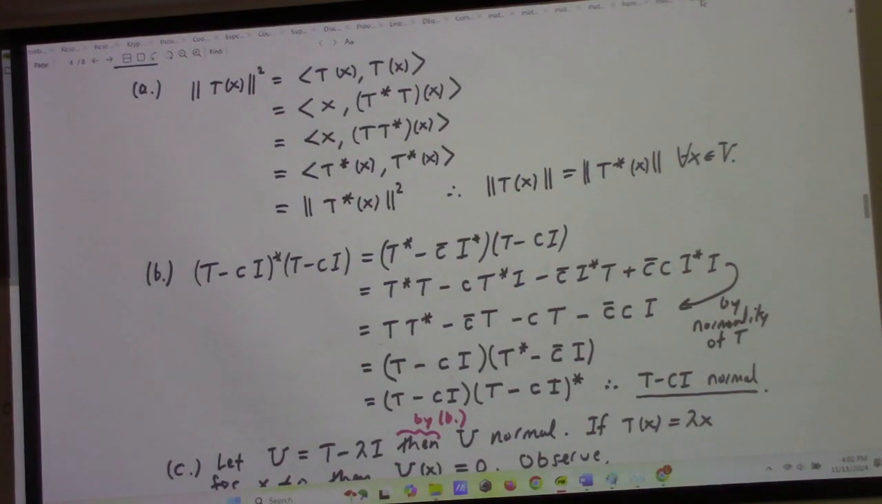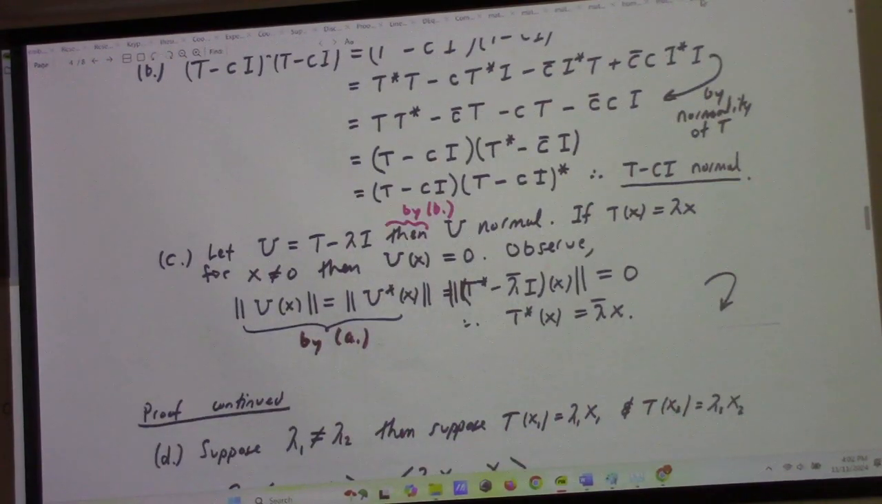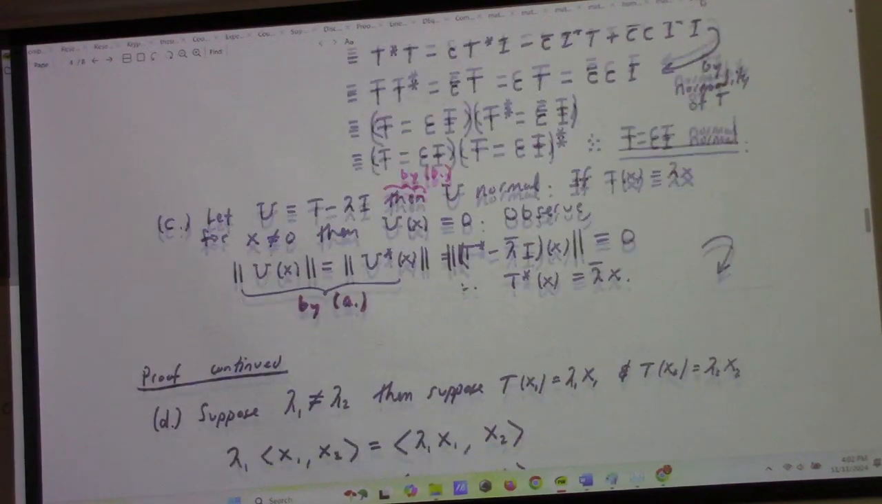The proof of part C: you have U equals T minus lambda I, which is normal by B. And then if Tx equals lambda x for x not equal to 0, that means that Ux equals 0. So we have Ux is equal to U star x by A, which gives me that T star x is equal to lambda bar x. So we get that the adjoint has the conjugate eigenvalue for the same eigenvector. They share the same eigenvectors, but different eigenvalues.